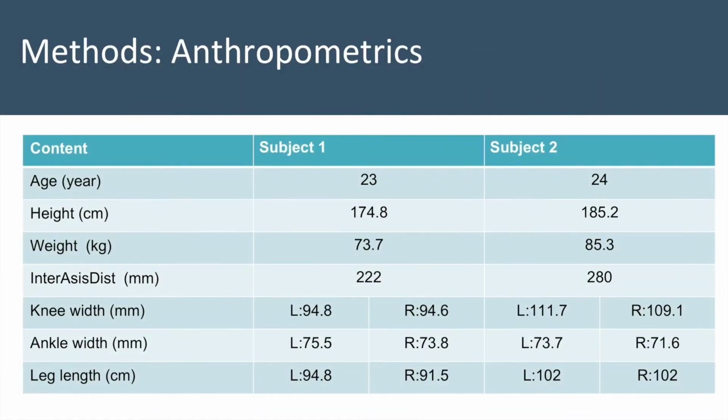Before we start the motion capture, we measure the anthropometrics of two subjects. The table shown here includes age, height, weight, inter-ASIS distance, knee width, ankle width, and leg length.